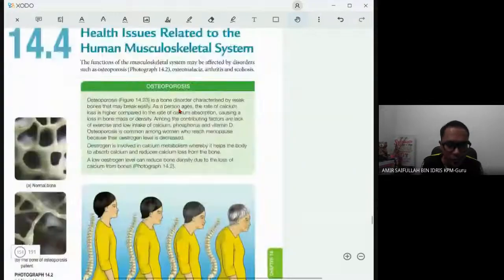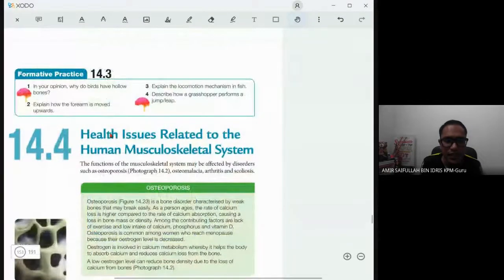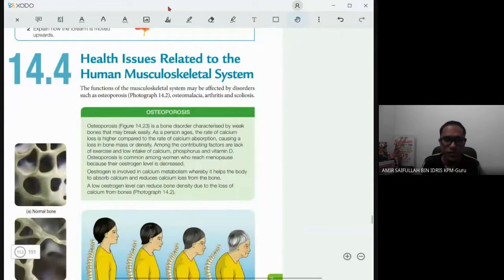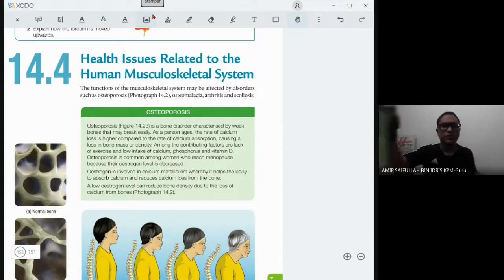Okay, now the last part is the health issues related to human health. So this one usually comes out in section C, essay question. Okay, usually this one will come out in the essay question, so you must know it. Okay, we rest for 2 minutes first.